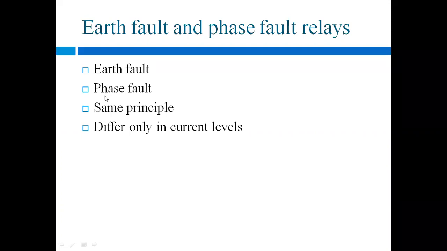Then what is meant by phase fault? For earth fault, if we consider the 3 phases, that is R, Y, and B, a single line to ground fault involves one line to ground, and then there is the double line to ground fault, with 2 lines to ground. The second is the phase fault. Phase fault means the fault occurring between any 2 phases.